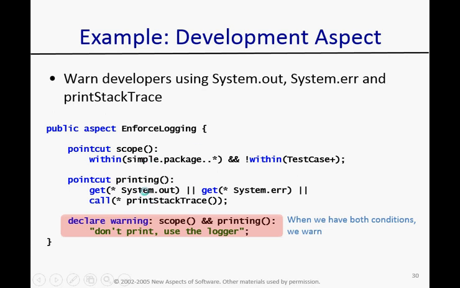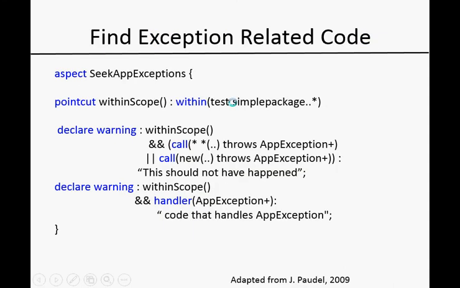And then for printing, ladies and gentlemen, we're looking for cases where someone's calling. So structurally here in the code we're interested in, we're looking for places where people are using values from System.out or System.err, or they're having calls to printStackTrace. If we see things in this scope which are associated with these manual ways of printing, we can warn the developer: please don't print, please use the logger instead. We can issue a warning message that would clue the developer in to the fact that their code is engaged in risky behavior.